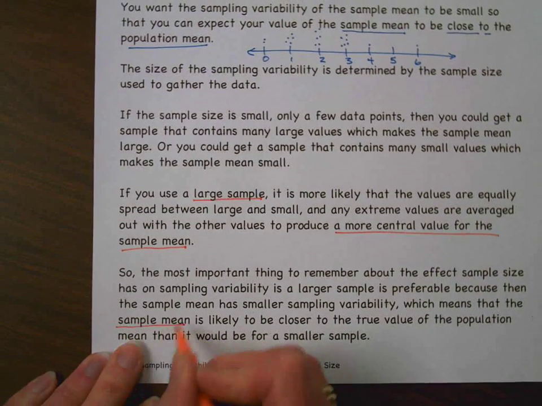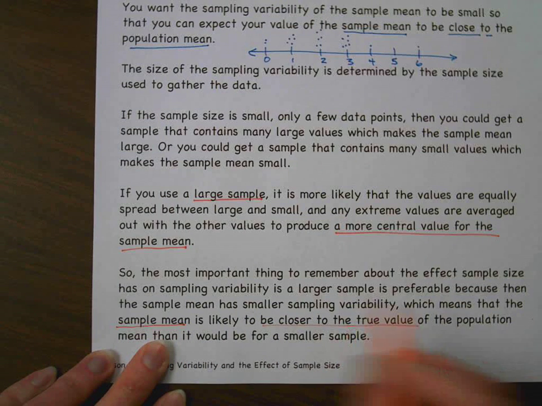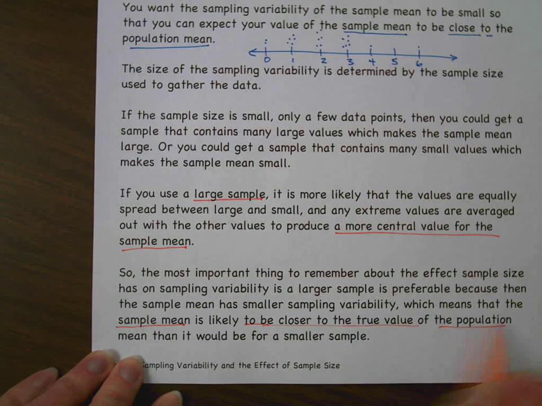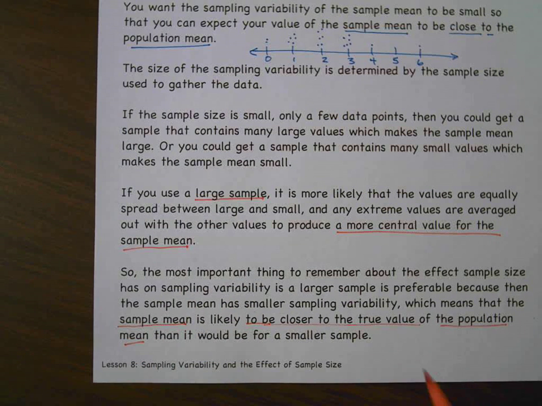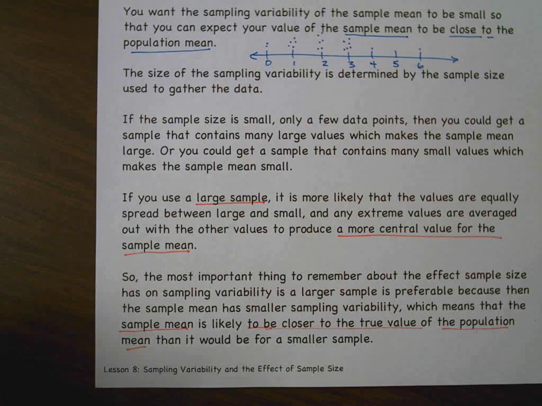And ultimately, when you're all done, you want your sample mean to be closer to the true value of the population mean, because what you're trying to do is use your sample to represent all of the people or all of the things that will be in that population, than it would be for a smaller sample. So your sample wants to be kind of large, and the reason why we want it to be large is because those extreme values can be absorbed into the mean itself.